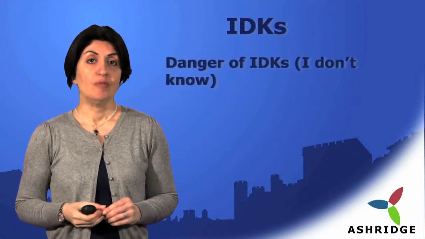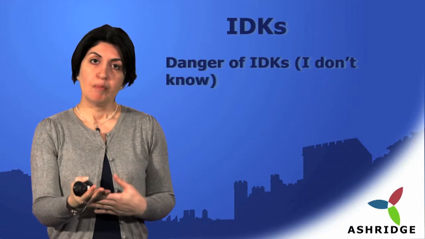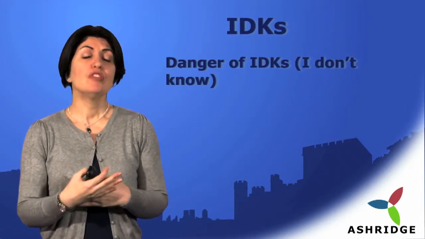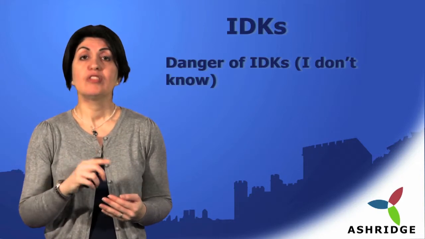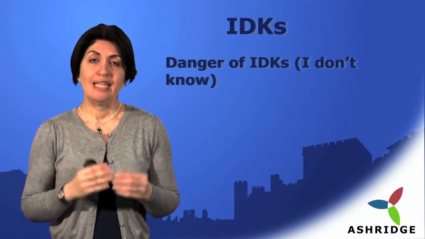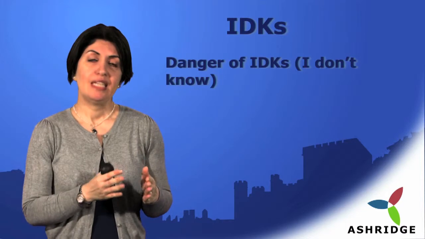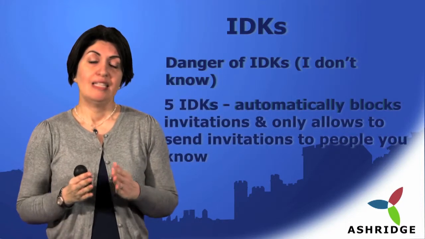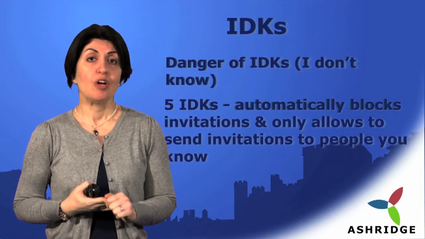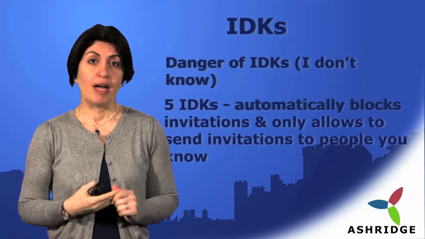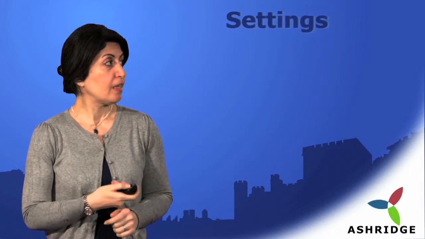Be aware of something called IDKs. This stands for I don't know. When you send an invitation to somebody, if they don't know you at all, they might click on the button that says I don't know this person. LinkedIn is set up so that if you receive 5 of those, the system will stop you from sending invitations to people you don't know. So be really careful about using this.